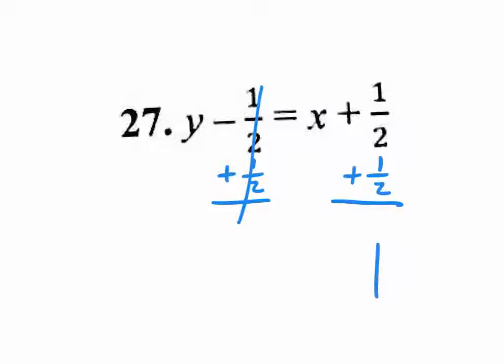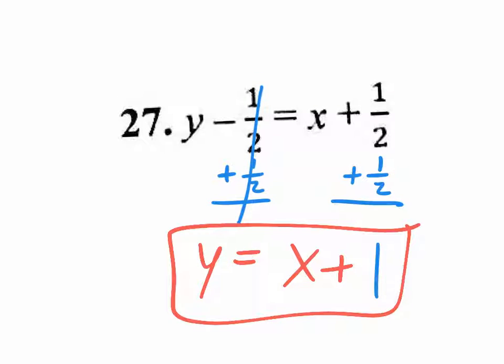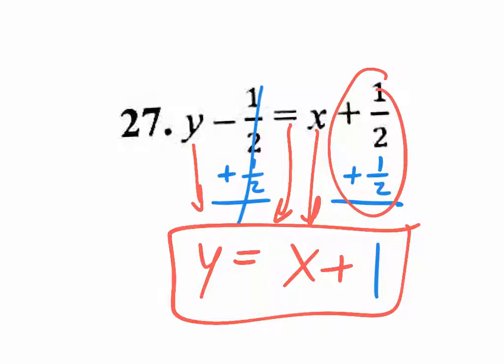You might as well just deal with it, and you'll have y minus, actually, no, that canceled out. Y equals x plus 1. Y equals x plus 1, that's actually your answer right there. The y came down, the equals came down, the x came down, and 1/2 plus 1/2 is 1. And that's it.